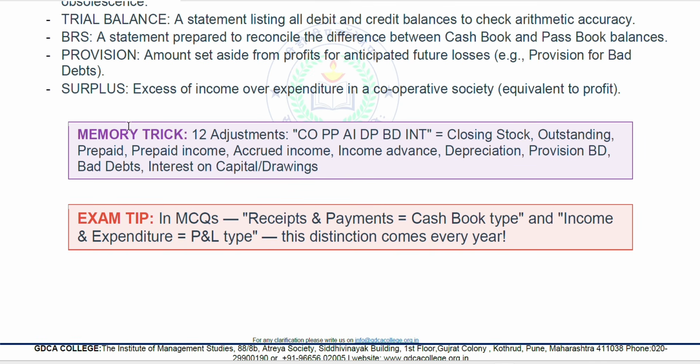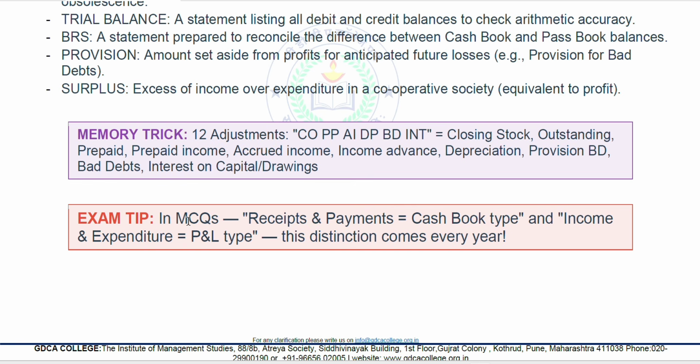Memory tricks for accounts. 12 adjustments. You can memorize these 12 adjustments like COPP, AIDP, BDINT. Likewise: closing stock, outstanding expenses, prepaid expenses, accrued income, income received in advance, depreciation, provision for bad debts, interest on capital, and drawings.